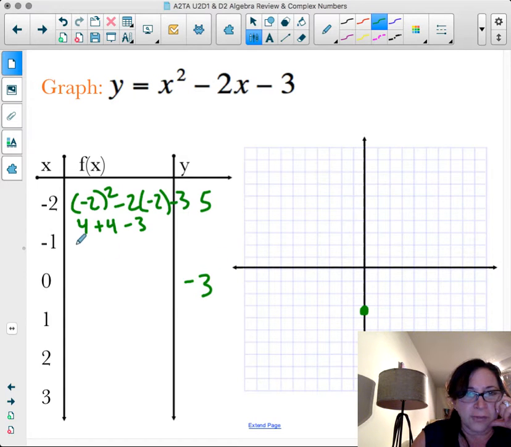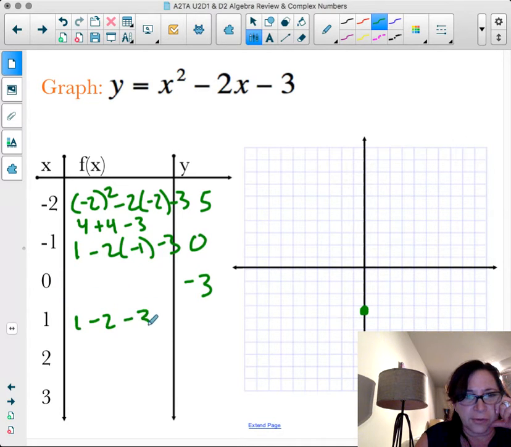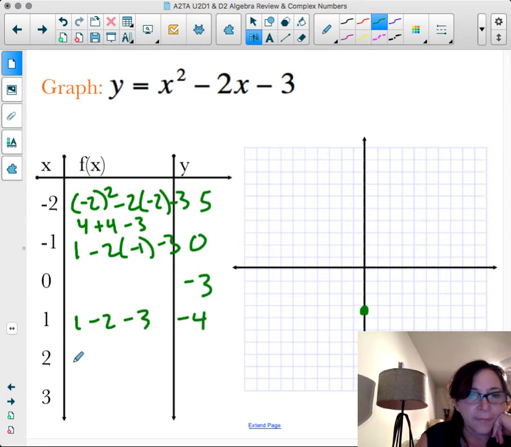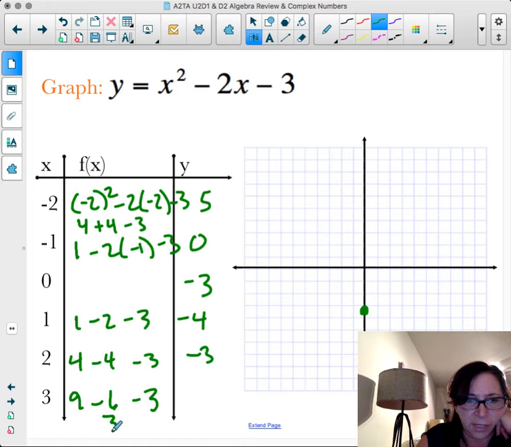We have negative 1, so that'll be 1 minus 2 times negative 1 minus 3. So 1 plus 2 is 3. 3 minus 3 is 0. Plugging in 1, we get 1 minus 2 minus 3. So that's going to be 1 minus 5, which is negative 4. Plugging in 2, we get 4 minus 4 minus 3, which is negative 3. Plugging in 3, we get 9 minus 6 minus 3. So that's going to be 3 minus 3 is 0.